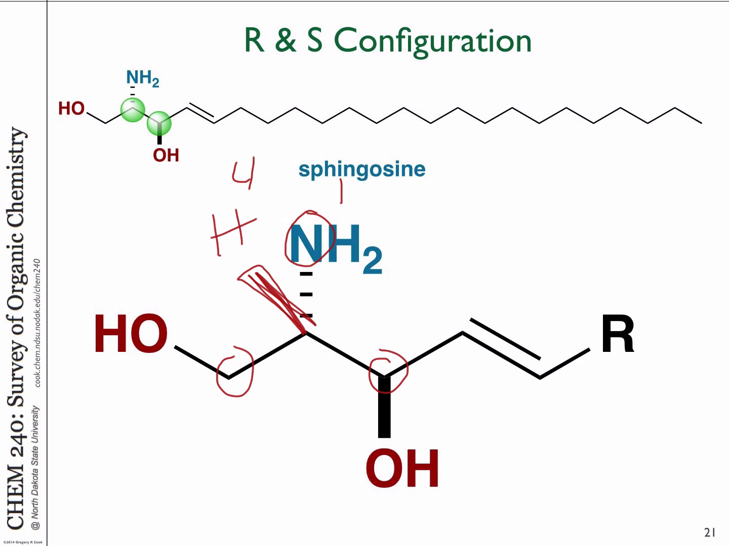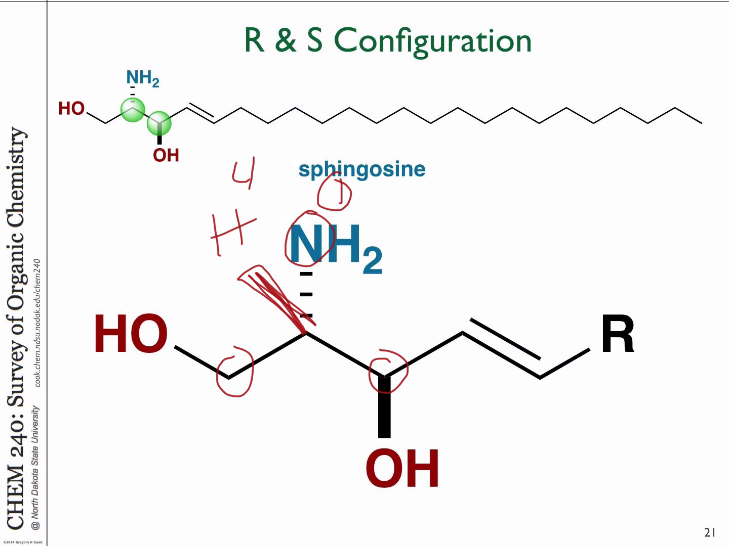Nitrogen. So that's the highest priority group right there, nitrogen. Now we have to see what's 2 and what's 3. And again, this is the same rules that we used when we looked at E/Z isomers. We use the same priority identifying rules.